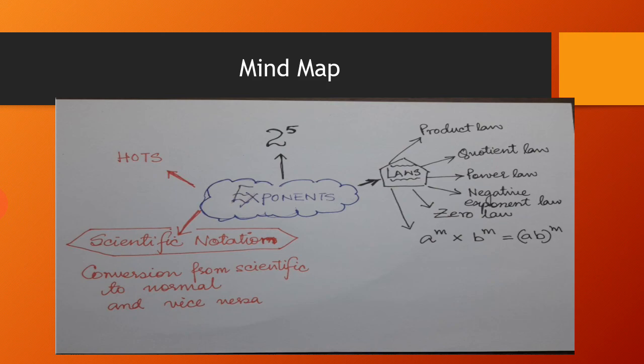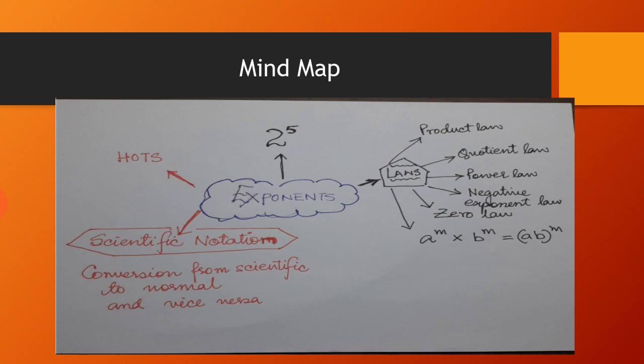This is just a small example of a mind map, like you had done for rational numbers also. For pie chart and histogram, we don't need to make a mind map because it's a single unit, single learning. So here again we need to make one; if you don't like this, please do something else. Along with the laws and sums that we solved, exponents has an important part of scientific notation, which is conversion from scientific notation to normal and vice versa.